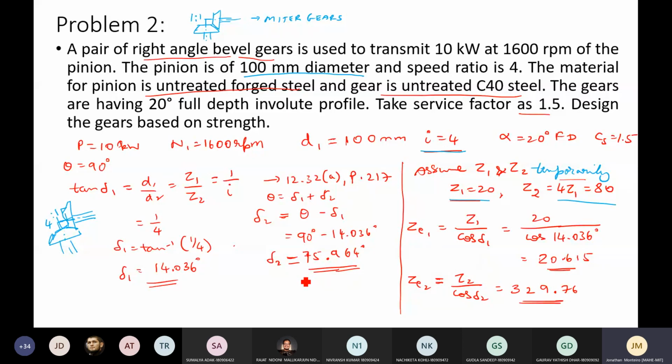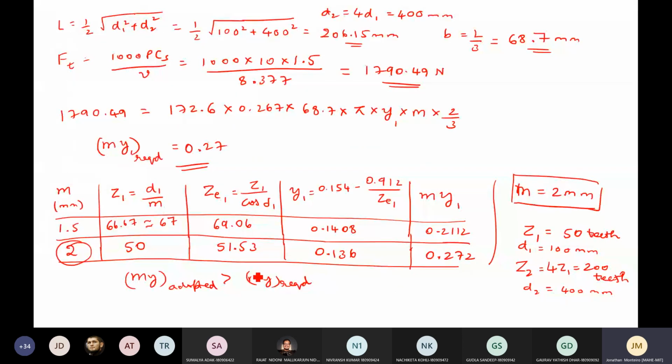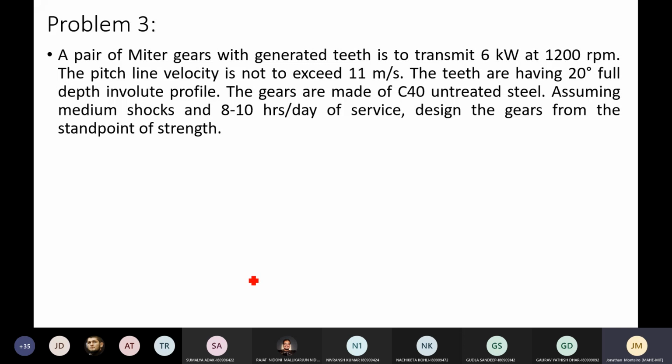If it was 1:1, then what would happen? Delta 1 and delta 2 being identical, both would be 45 degrees, with the same number of teeth for Z1 and Z2. So I think it is good if you go for the next problem where similar gears are discussed. Please take down this third question.